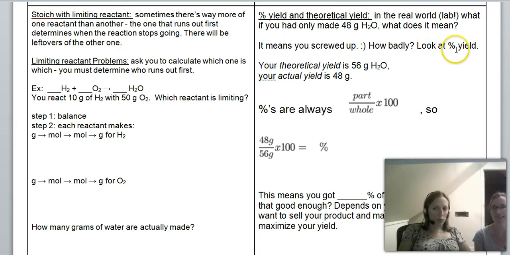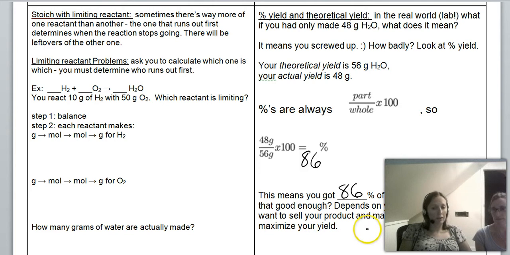That's always important to figure out, and that's why you look at your percent yield. So this is comparing your actual yield, which was 48, to your theoretical yield, which was 56 grams. Ha! You didn't notice that that was there and gave away the answer, did you? And so percents, which are always part over whole times 100, are going to give you 48 divided by 56 times 100, and that gives you, what does it give you? 86%. So that means you got 86% of what you expected to get.